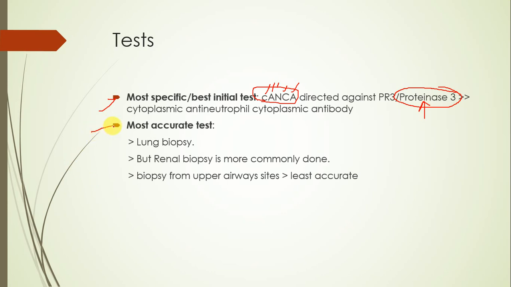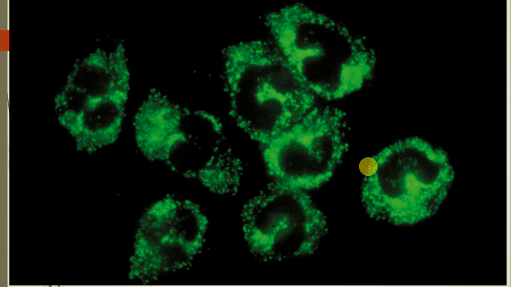But the most accurate test would be a biopsy. Best to take it from lungs, although we are doing renal biopsy more often. But biopsy from the upper airway can also be taken. But the problem is they are less accurate.